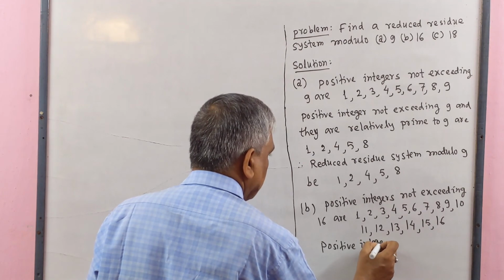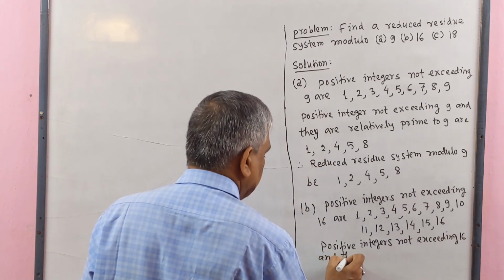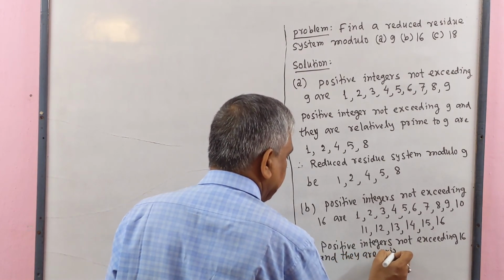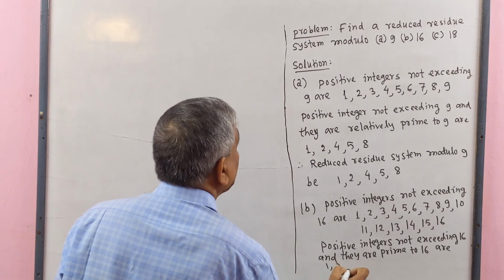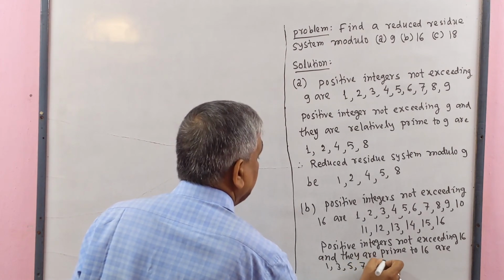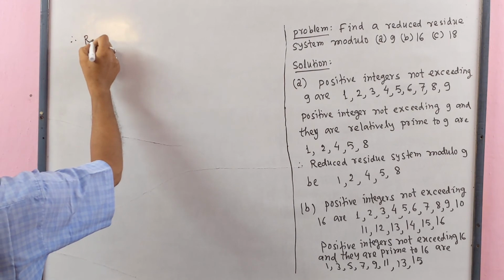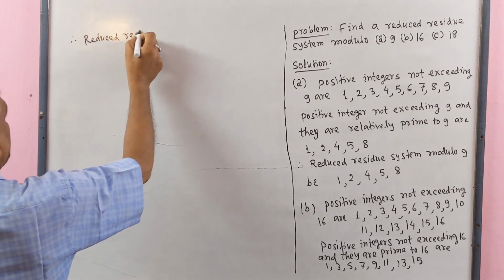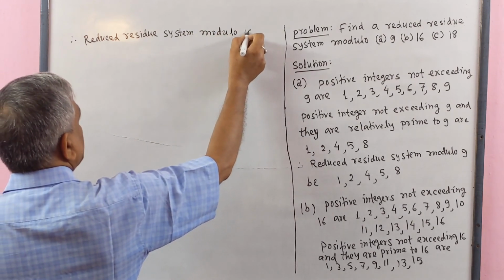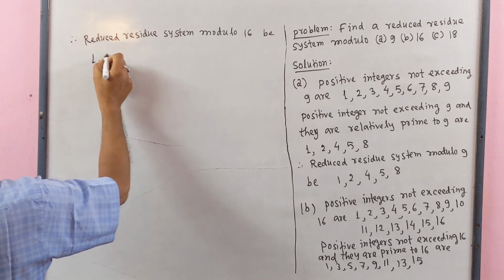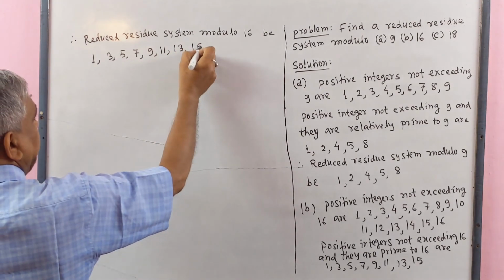Positive integers not exceeding 16 and they are prime to 16 are 1, 3, 5, 7, 9, 11, 13, 15. Therefore, reduced residue system modulo 16 be 1, 3, 5, 7, 9, 11, 13, 15.